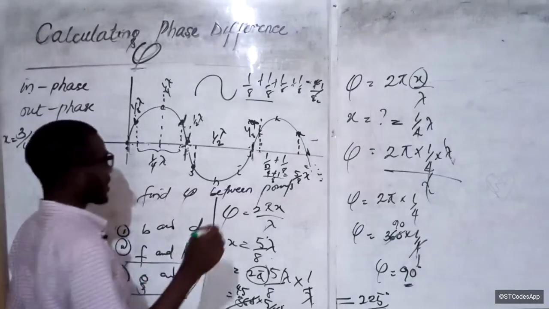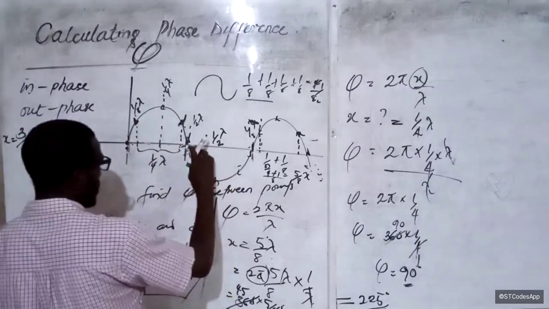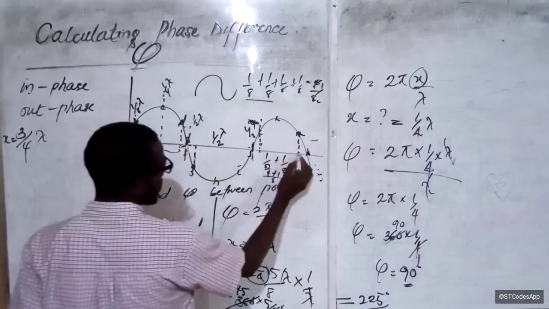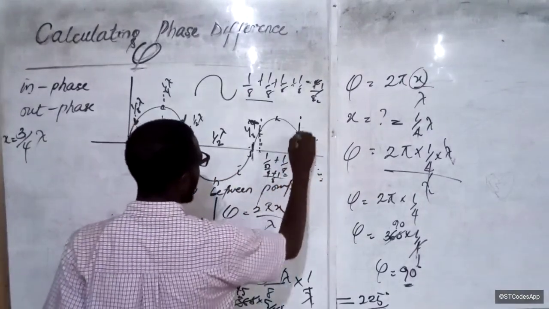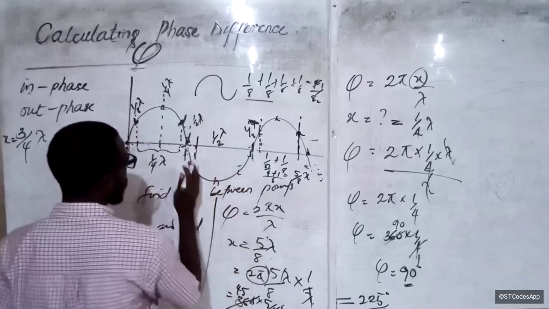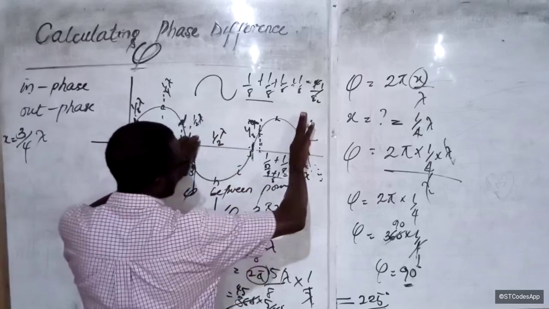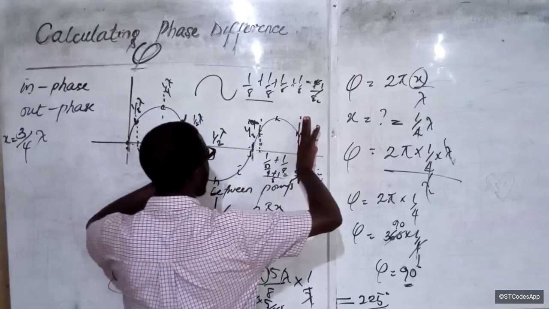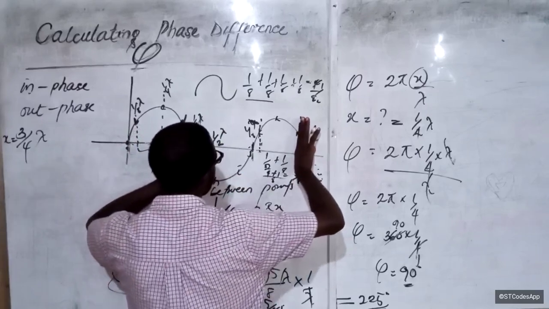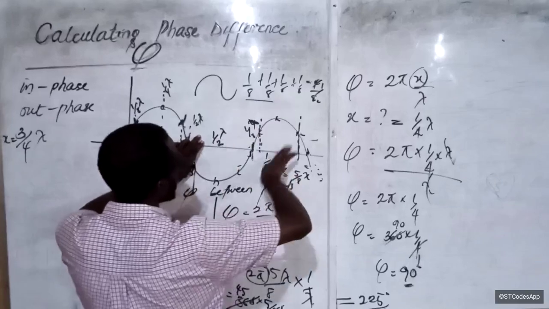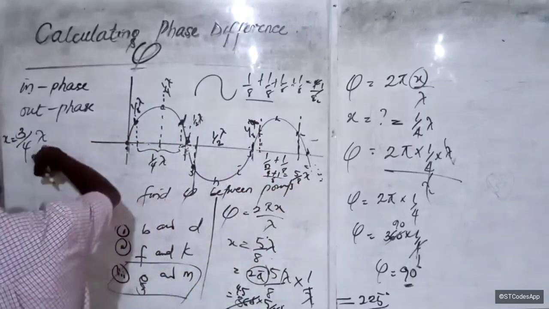I don't know if you understand what I did. You know that from here to here is 1 over 8. And from here to here is 1 over 8. So we are calculating for this portion. So we have removed this portion and removed this portion. So what we have is that 1 over 4 has been removed. So what we have here is actually 3 over 4 wavelength.